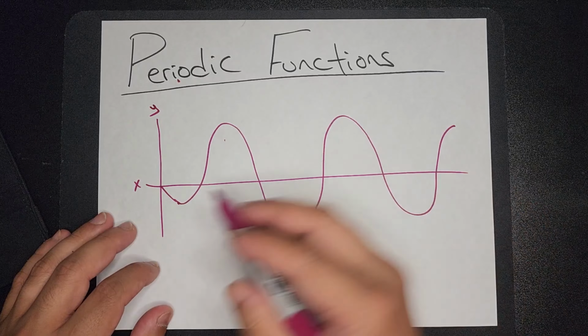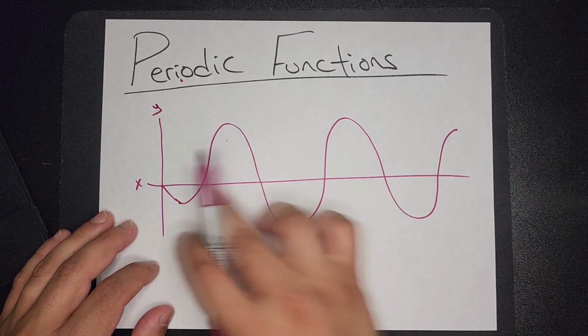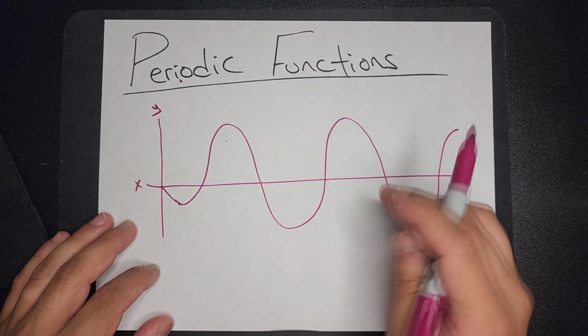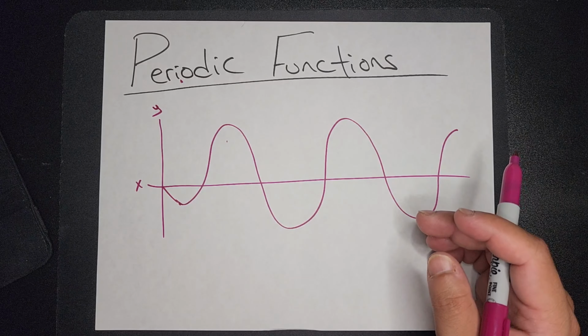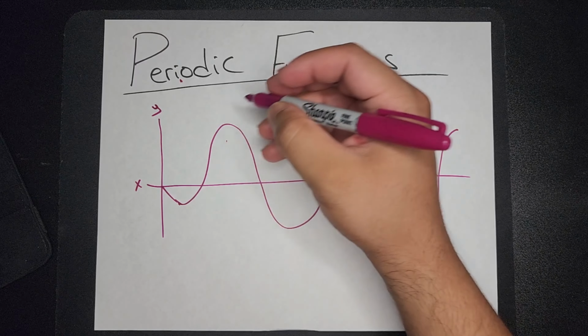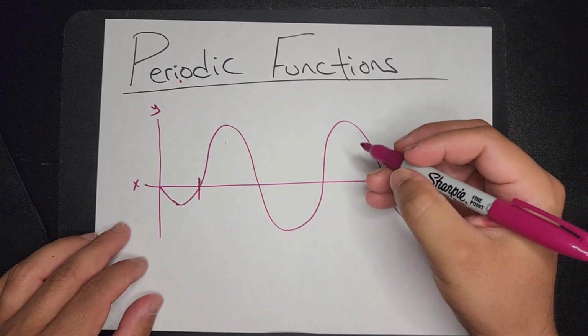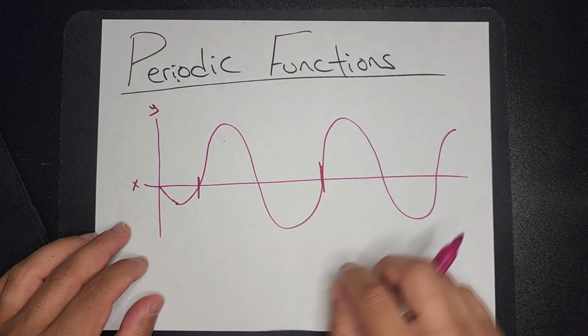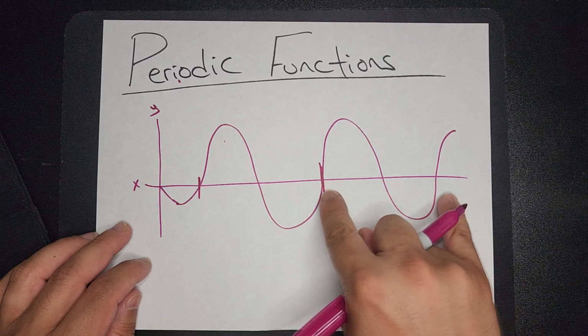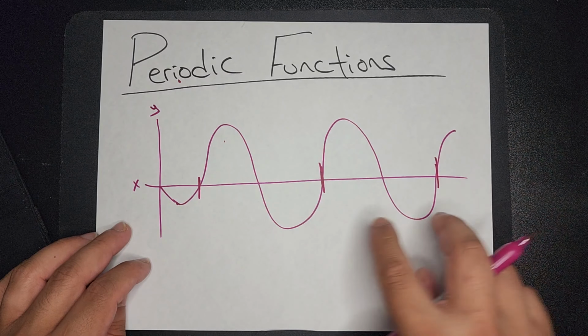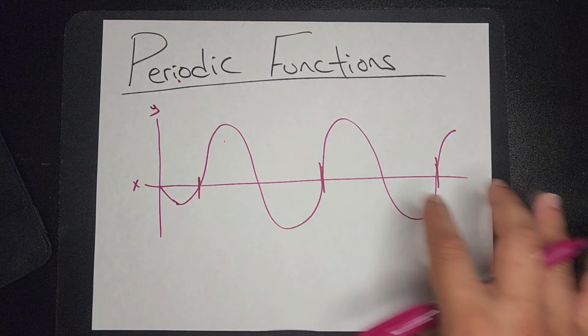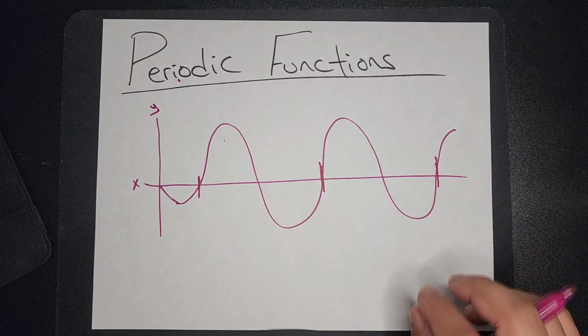It might just look like wavy lines, but this is actually a function that is repeating itself. So let's look at this right here to here. This part is the same as this part right here. Let's say I drew it exactly the same and not all messed up.